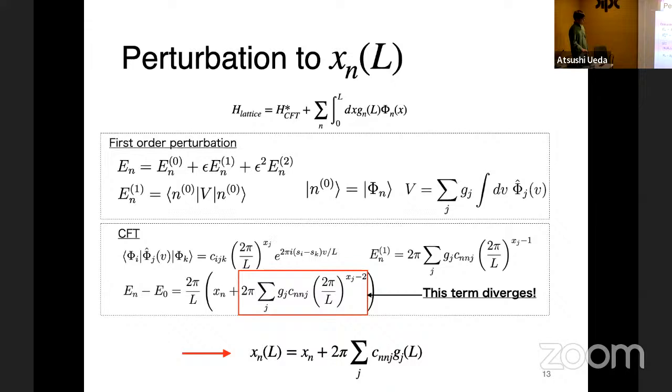So you can see, for example, in the case of the high temperature phase, the initial value is 1/8. But as the system size increases, this g_JL diverges. So eventually X_n,L goes away from the true value of 1/8.